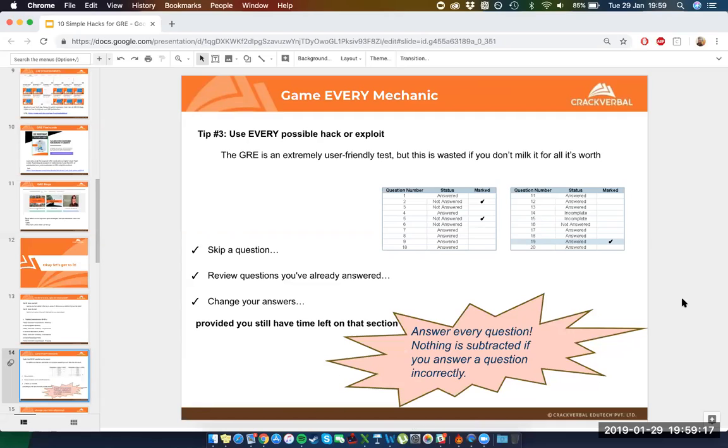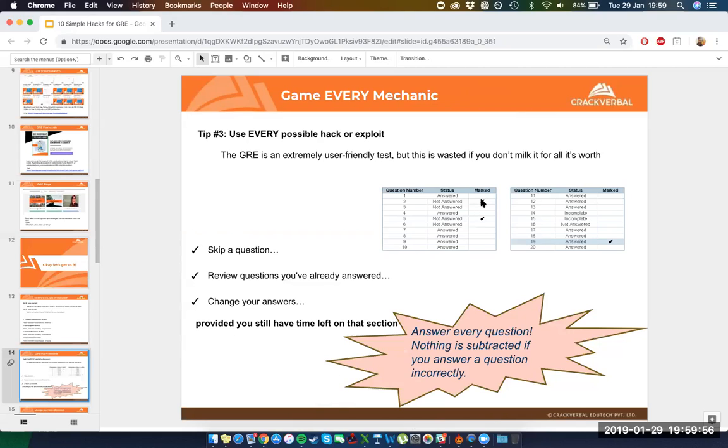So let's take a look at this. The GRE is an extremely user-friendly test. But this user-friendliness is completely wasted. In fact, user-friendliness actually hurts you if you don't milk it for all it's worth, if you don't use it to the full extent that you can. You will not be able to get the most out of it. So for example, you have the section pictured over here, which is essentially the mark and review section. It allows you at any point to review the test and see what questions you have answered and not answered. This student, for example, has not answered a few questions to start with and has not answered question number 16. In addition to this, the student has marked certain questions.